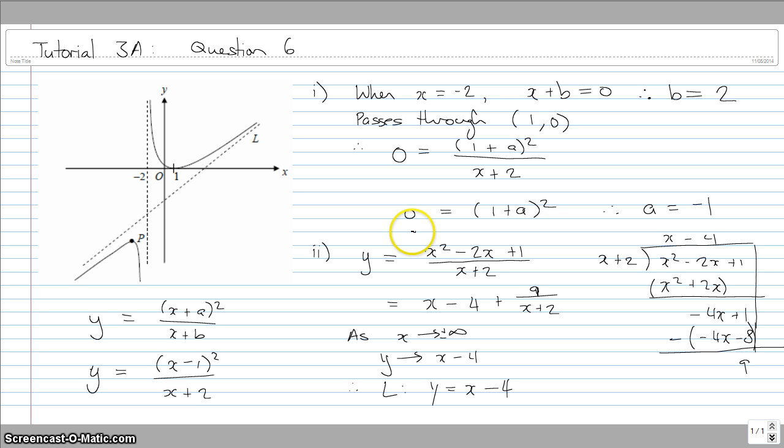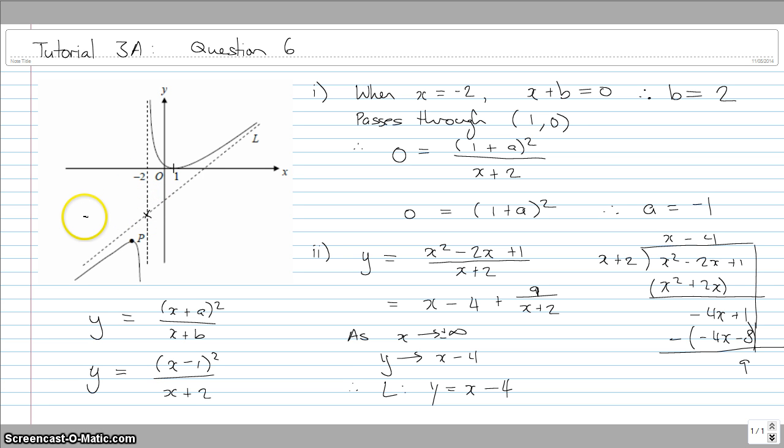Part 3 wants us to determine the coordinates of this turning point P. Now we could do this by differentiation. However, we should also recognize that a hyperbola is symmetric about its center, and in this case its center is going to be the intersection of these two asymptotes. In fact, that's always going to be the center.